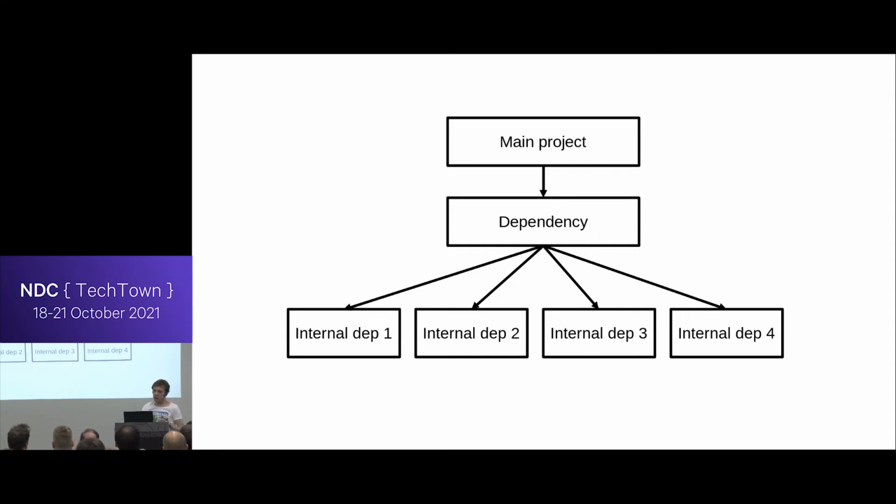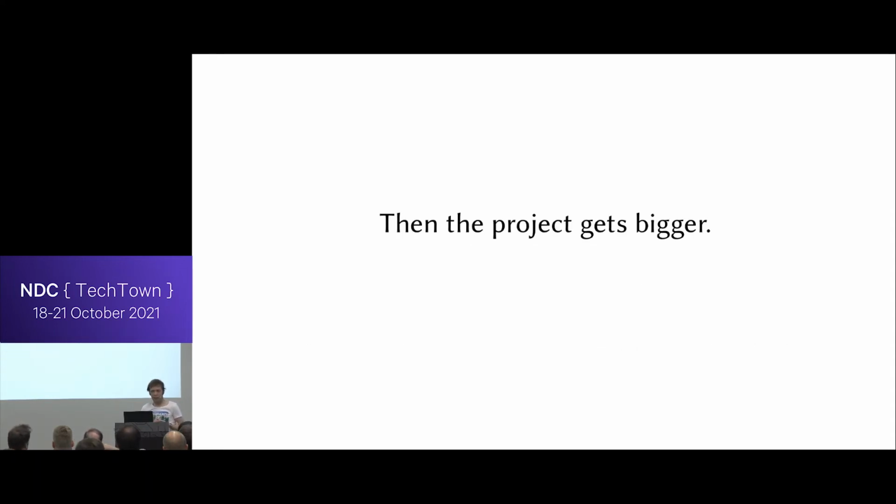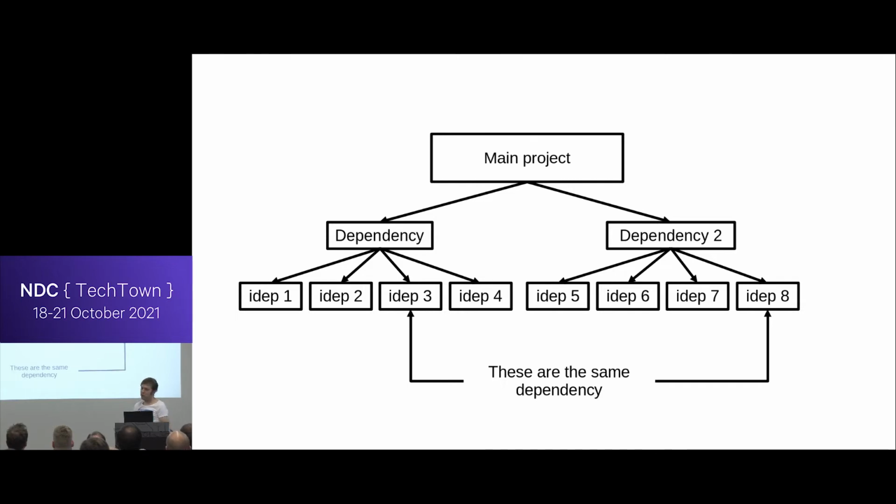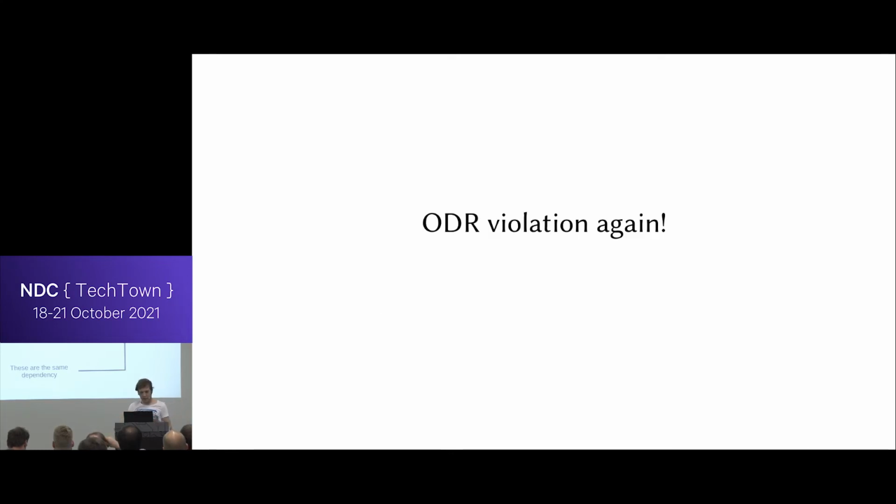And this works for a while, but then your project gets a bit bigger. So then you take a different dependency, which is also a vendor release by someone. And it also has some internal things, but you don't really care about that. Except that now these two are the same. And it's hidden, so you don't actually know. So then you get an ODR violation again.